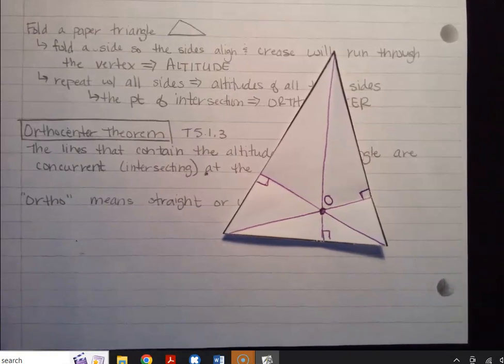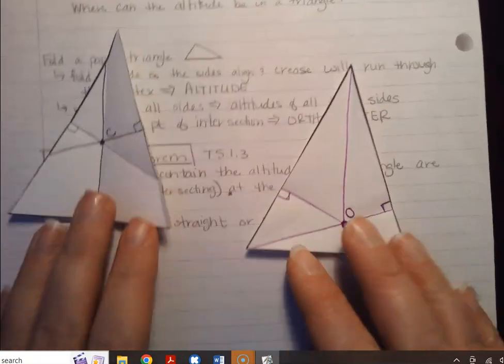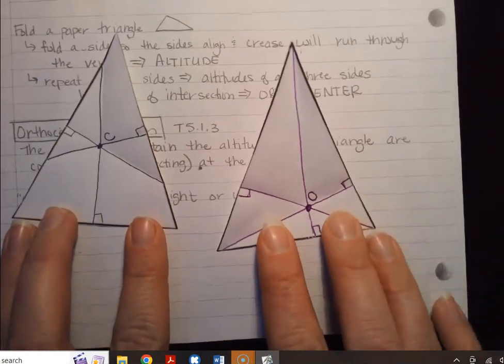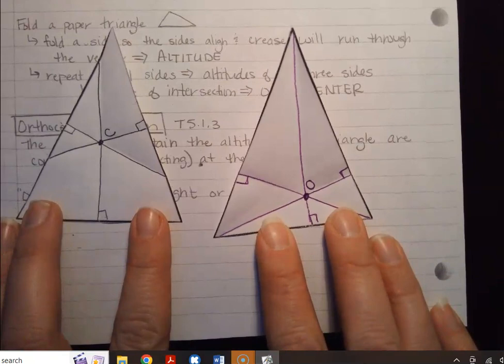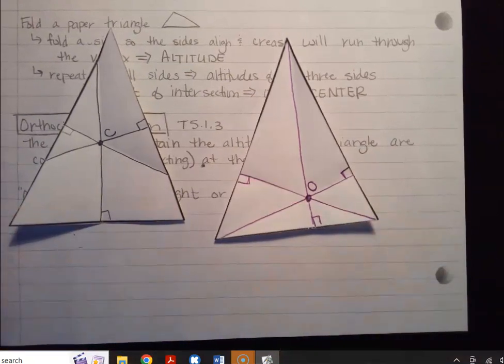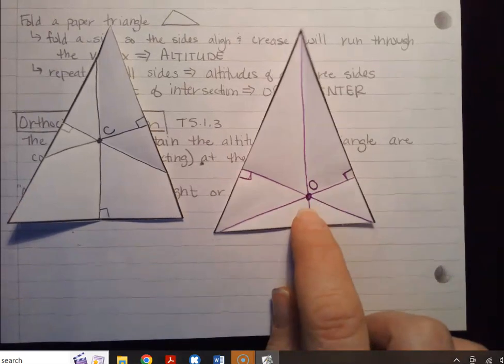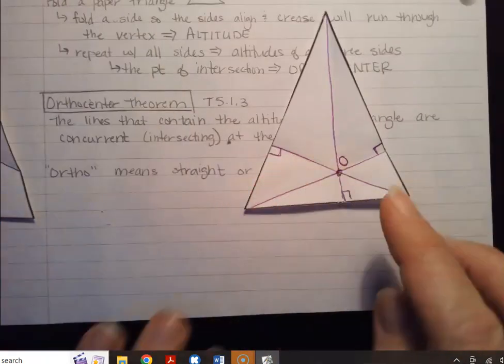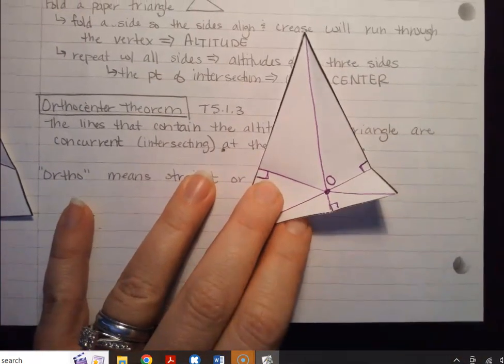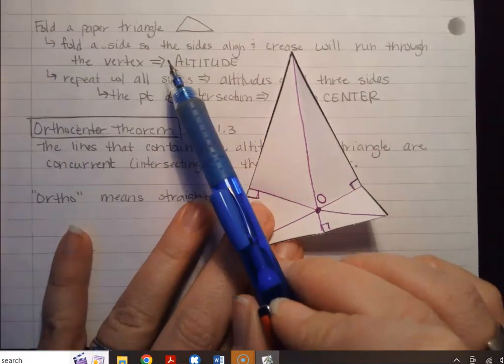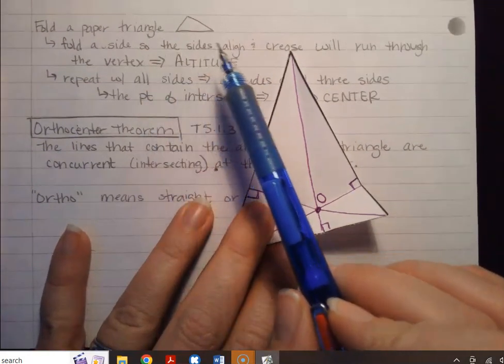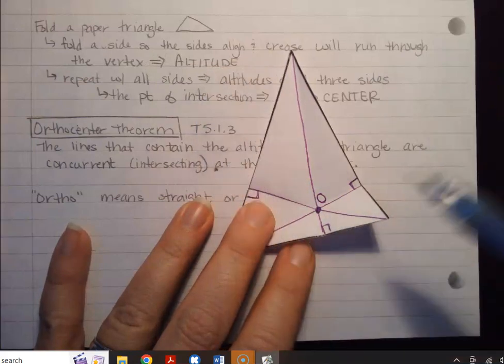Good. Okay. So here's the question. We folded it differently. Do these look the same, our O and our C? No, they do not. Okay. The O, what we just did here, every time we folded the side, increased it, and ran along, we made an altitude.